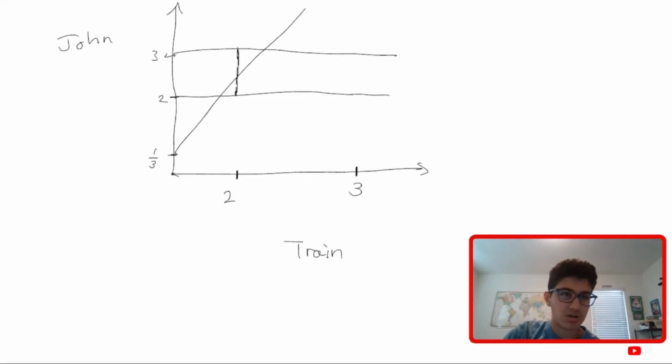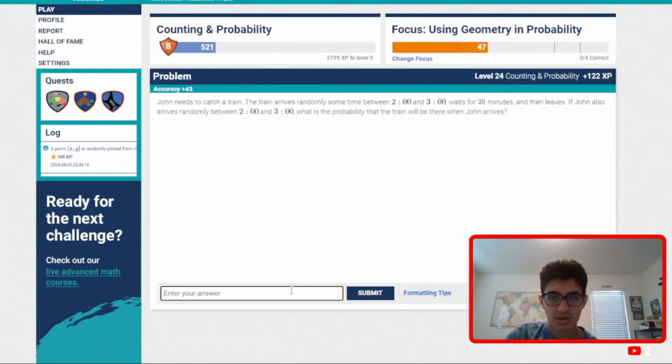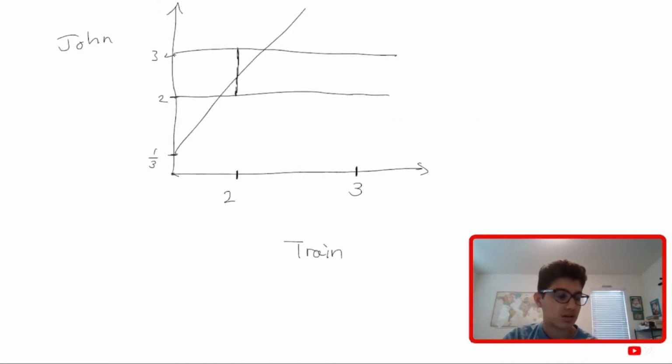You know what, I don't remember at all. Let me just see. John has to get there within 20 minutes of the train getting there, basically. So whenever the train comes, John has to get there within 20 minutes of that.